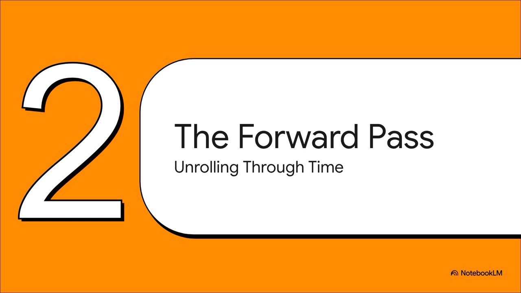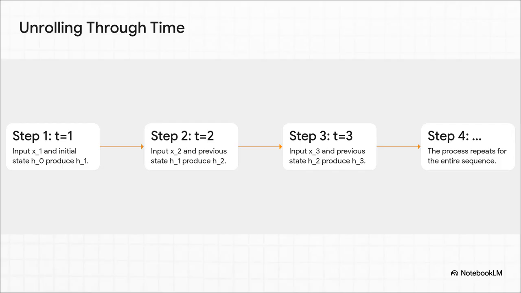Okay, so we've got our core building block, this little memory cell. Now let's see it in action. How does it actually chew through an entire sequence of data? What you're looking at here is a process we call unrolling the network through time. It's a fantastic way to visualize what's actually happening. You can almost think of it as a really deep neural network where each time step is just another layer. But, and this is the most important part, every single one of those layers is an exact clone of the others, all using the very same shared weights we just talked about.